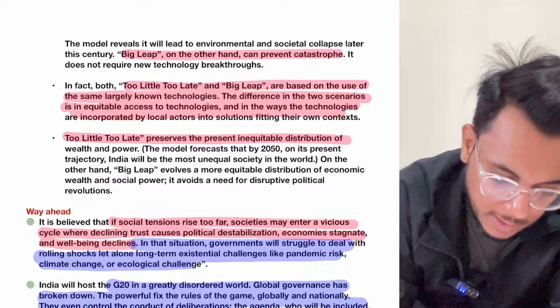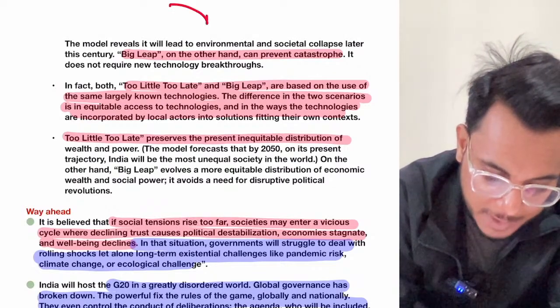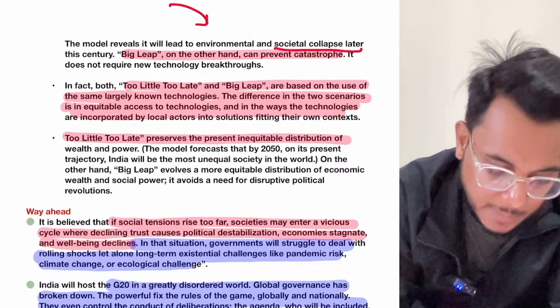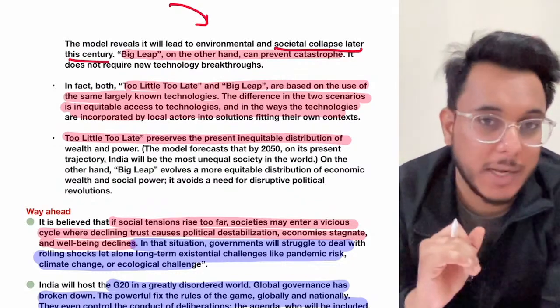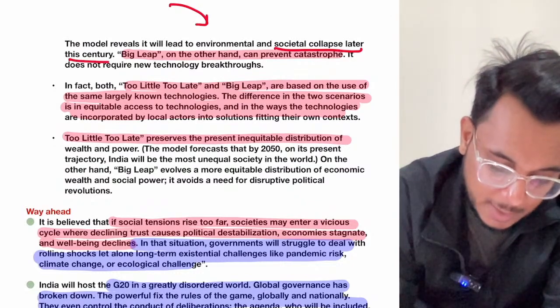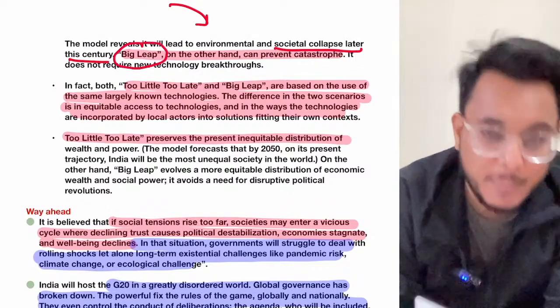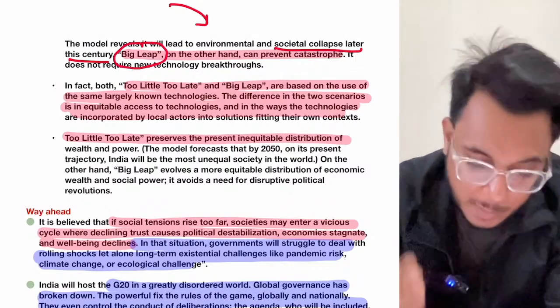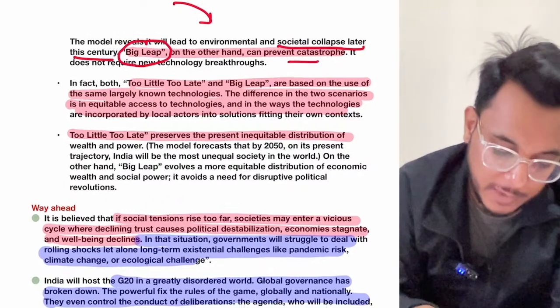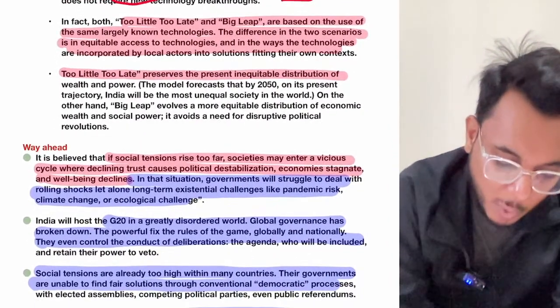Now it has been provided that this model reveals that if we go in the same way, then there will be a societal collapse by the end of this particular century. On the other hand, there is a need for a big leap. There is a need for a big jump. This big jump can prevent the catastrophe. Is it clear or not? Now, what is the big leap?